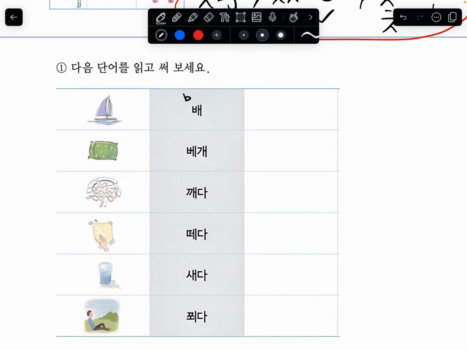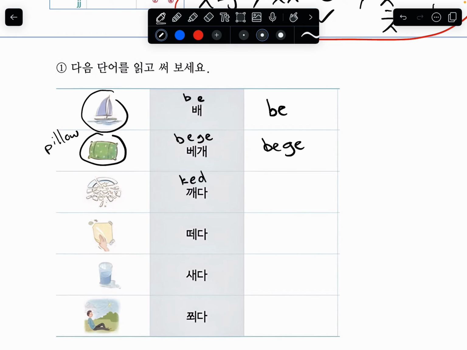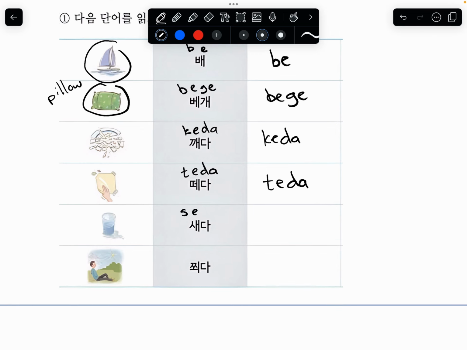So this is B, this is A, so the sound will be bear. Bear is a sheep. And then this is B, this is A, this is G, this is A. So the sound will be bege. Bege is pillow. And then we have K, A, D, A. So the sound will be keda. And then we have T, A, D, A. The sound will be teda. We have S, A, D, A. The sound will be seda.